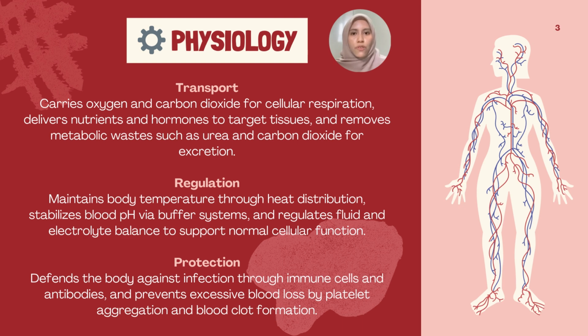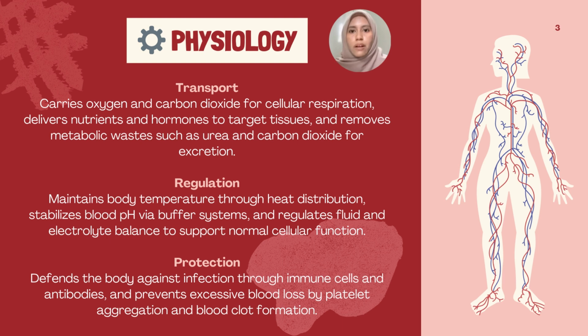Next, we'll go through the physiology of blood. So, blood performs three major physiological functions: transport, regulation, and protection. In transport, blood carries oxygen from the lungs to the body tissues and returns carbon dioxide to the lungs for excretion. It also delivers nutrients such as glucose and amino acids, transports hormones to target organs, and removes metabolic waste like urea and carbon dioxide.